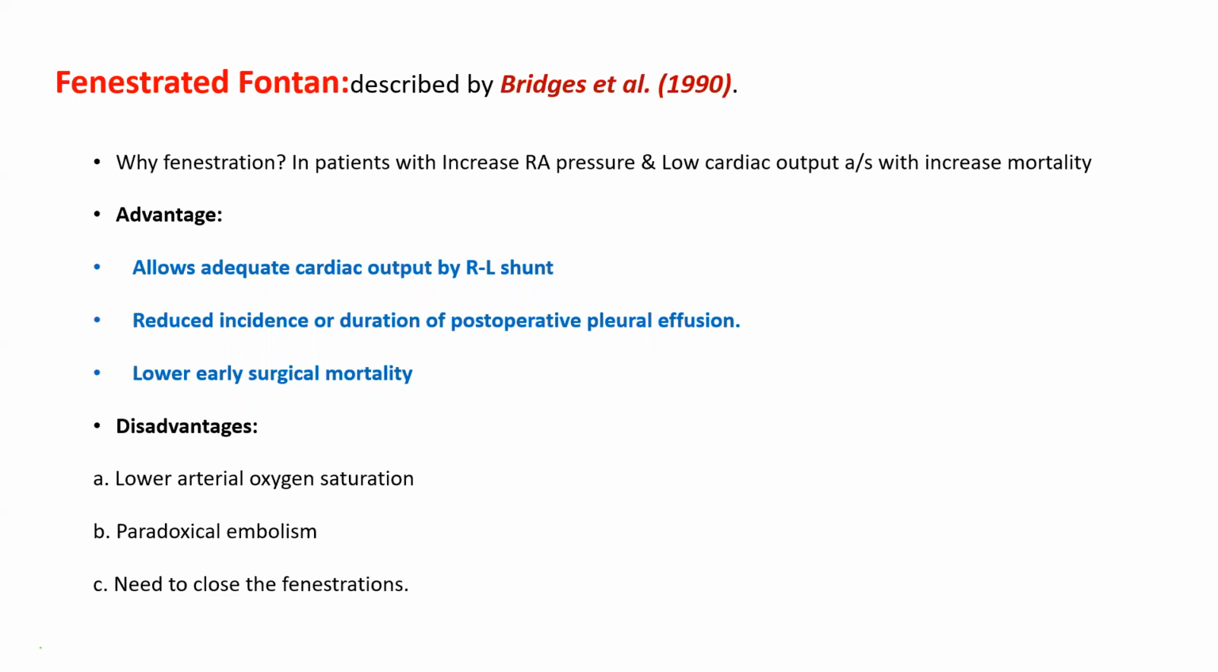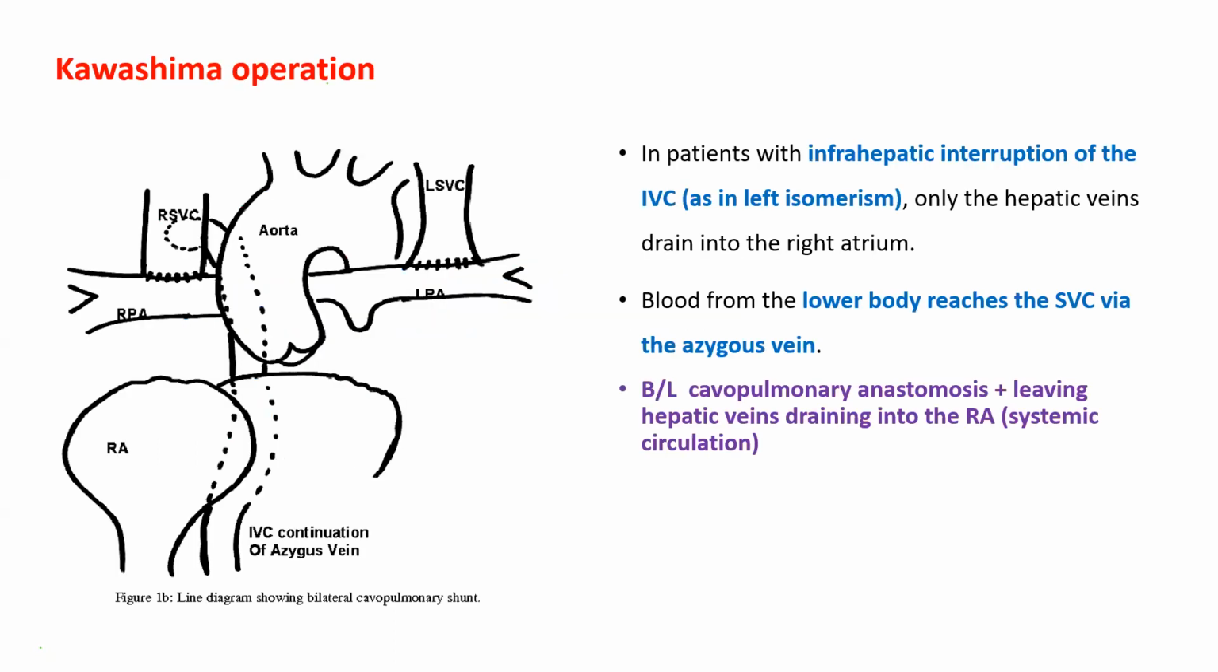Now comes the fenestrated Fontan. This was described in Kawashima, because hepatic veins are draining into the RA, we cannot close the RA exit. It will be there. How is it connected to the pulmonary circulation? We are leaving the RA as it is. From the SVC and IVC, from the upper end we transected, we attach to the RPA and LPA, or the bidirectional Glenn.